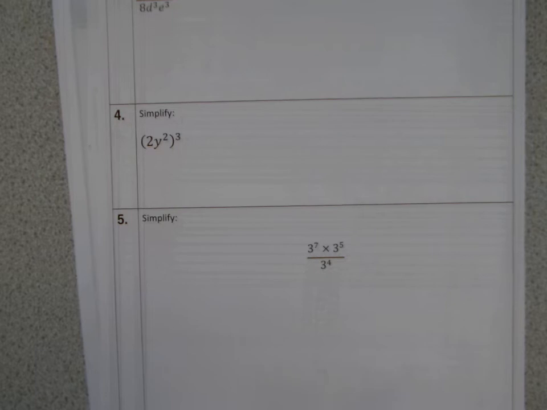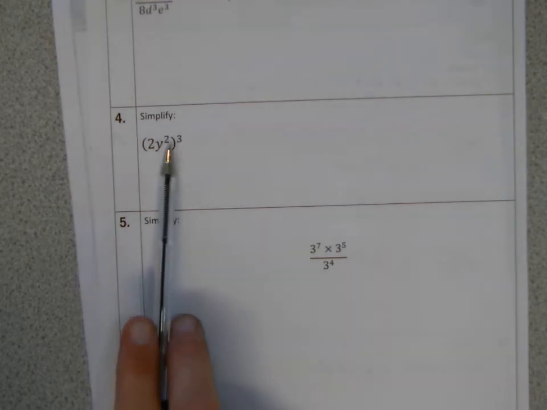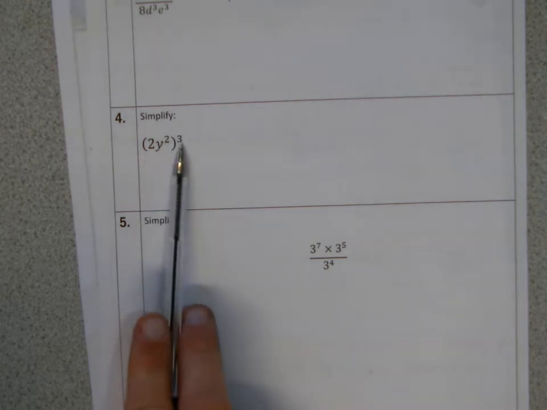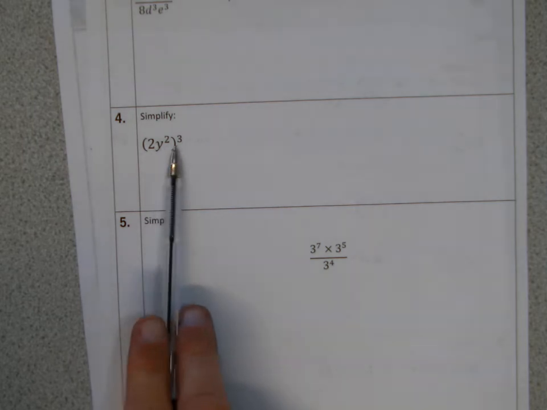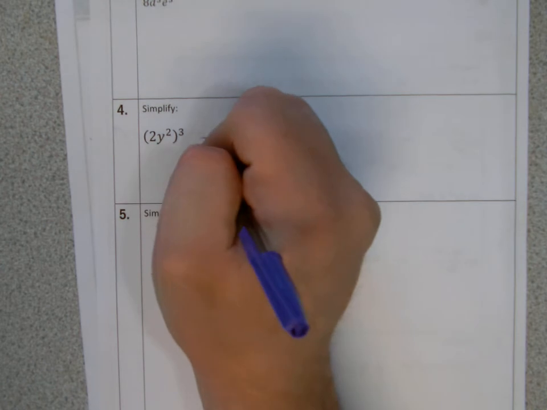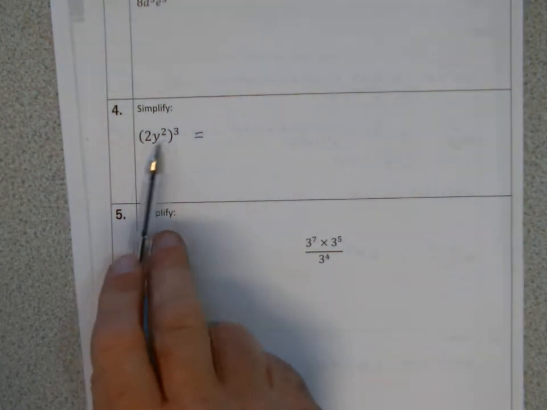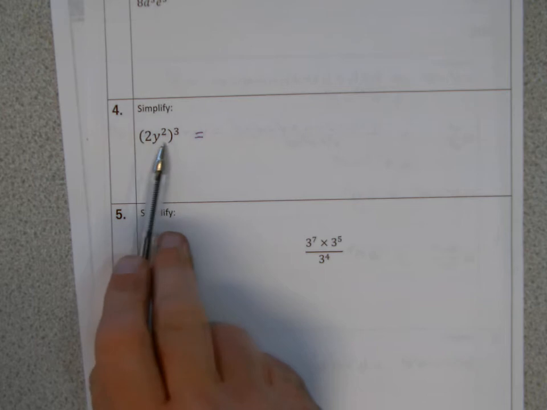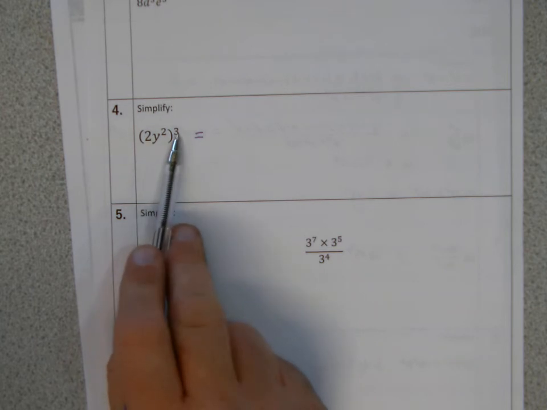Question 4 then, we're going to simplify this. Now here we've got a bracket, and the bracket is to show that we've got all of this to the power 3. So it's not just the y here, or the y squared, it's the whole thing to the power 3. The way I always do it is, I just think about how many of these brackets I need times together. Don't worry about what's inside the bracket for a minute. Just appreciate we've got to cube this bracket.